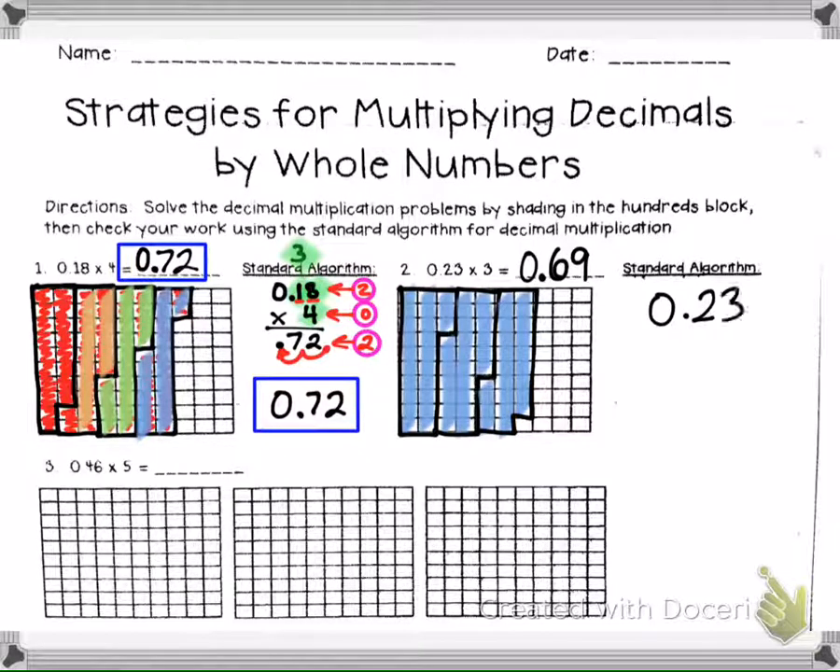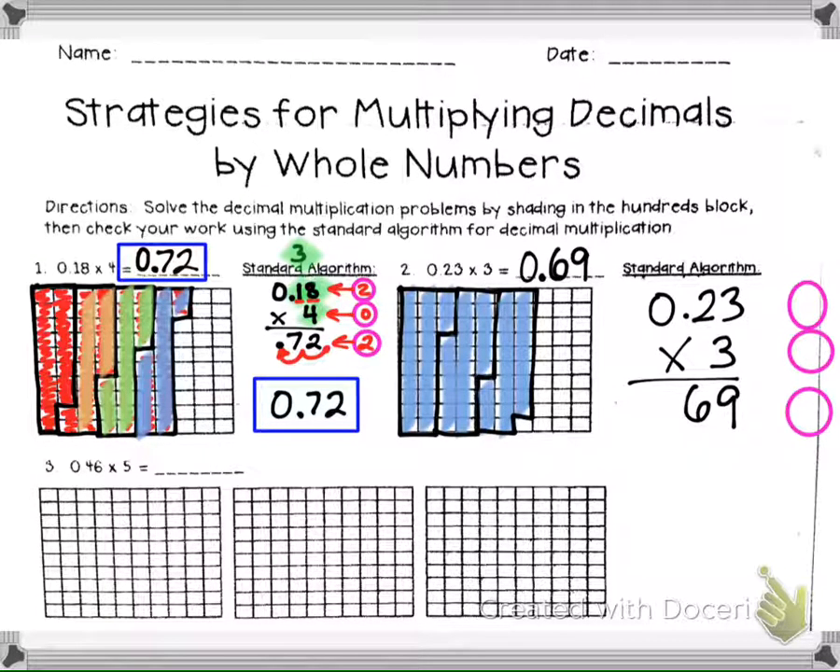Standard algorithm, 23/100ths times 3. I'm going to set it up like this. Forget about lining up the decimal for multiplication. Remember, we don't have to line it up. Only when we add or subtract is when we line up the decimals. Right now, we don't care about it. We use our bubble strategy for multiplication. So we're going to multiply 3 times 3 is 9, and 3 times 2 is 6. Done. Now, bubbles.